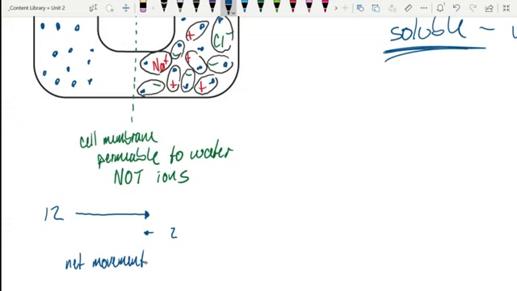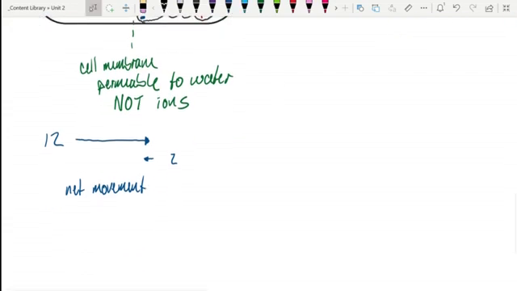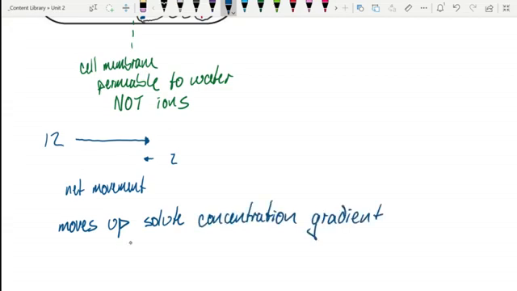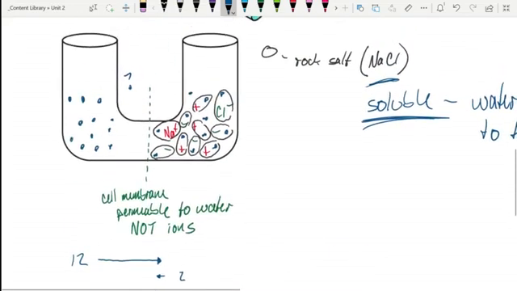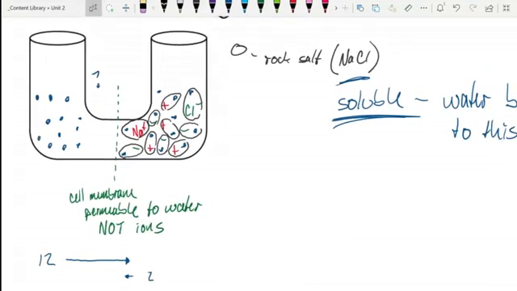Of course, that seems really weird because there really isn't a concentration gradient for water. But so how do we describe this? Well, instead of saying water moves down its concentration gradient, what do we say instead? We say water moves up the solute concentration gradient. In other words, and just remember this, right? Water follows salt.